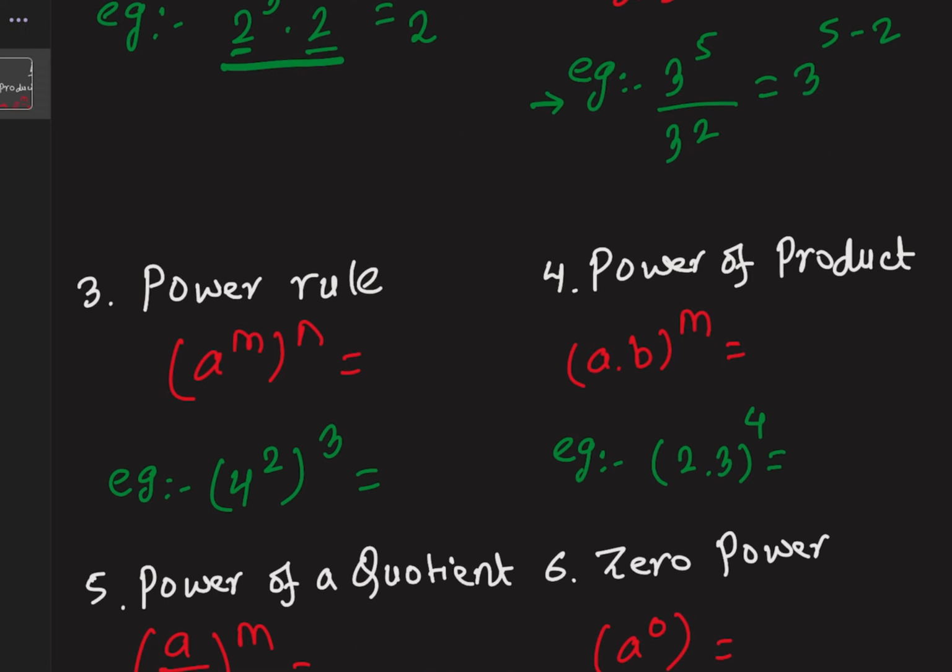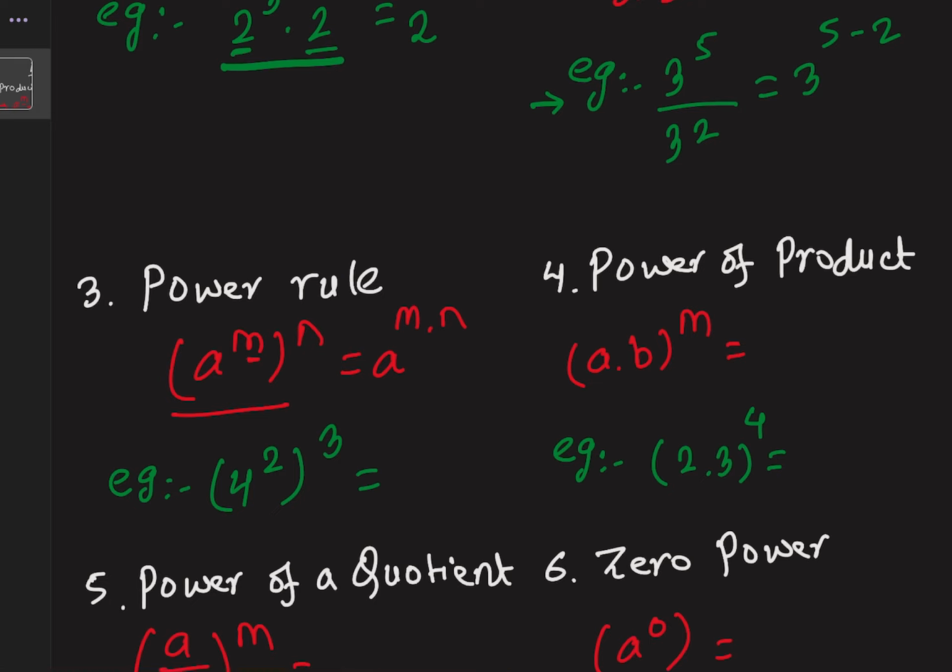The other rule is the power rule. We have the expression a to the power m raised to the whole power of n. What the power rule says is what to do when raising a power to another power. Here a is raised to the power m and it is again raised to the power n. So when raising a power to another power, we multiply the exponents, that is a to the power m times n. When there are multiple powers, it can be any number of powers raised to powers, we can always multiply those exponents.